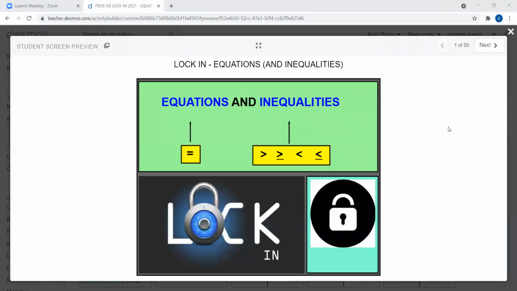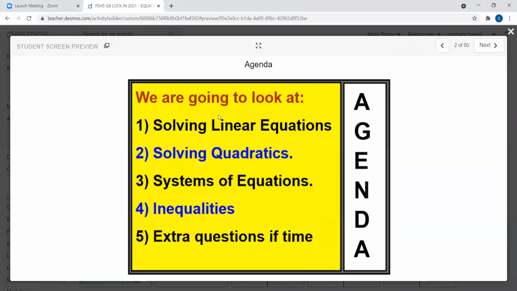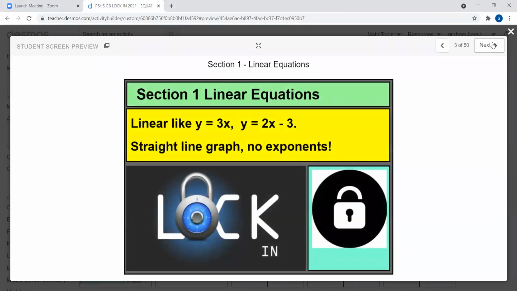Okay, this is the video to accompany the lock-in session. This is equations and inequalities. So equations are things with an equal sign, and our inequalities are our greater than or equal to, less than or equal to. And in this section, we're going to look at solving linear equations, solving quadratics, systems of equations, inequalities, and we'll take extra questions if we have time.